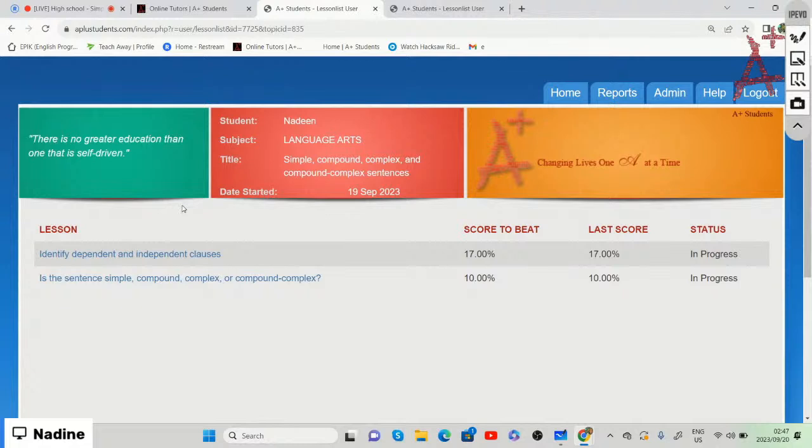And then we have a compound complex sentence where, within a sentence, it has maybe a dependent clause, and then it also has two independent clauses which are joined by a coordinating conjunction.